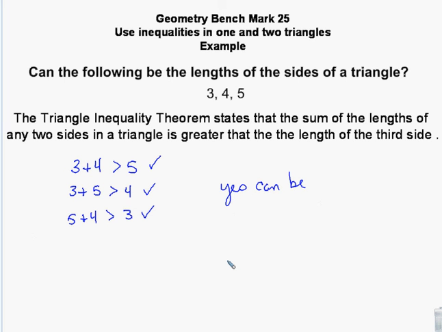Now, do you have to do all three of them? No. If you take the two smallest sides and they're greater than the third side, you're good. Because if the two smaller sides are greater than the third side, then the third side plus either of those will be bigger than the next one. So you just add together the two smallest, make sure they're bigger than the third one, and yes, it could be a triangle. Does that mean it is? We don't know, but it could be. So far okay?